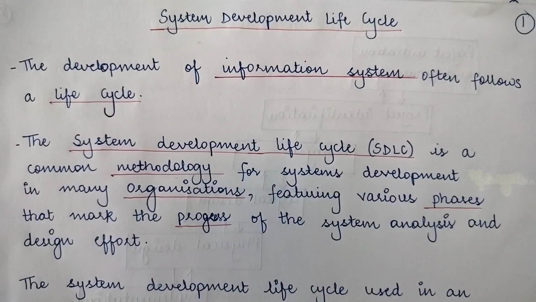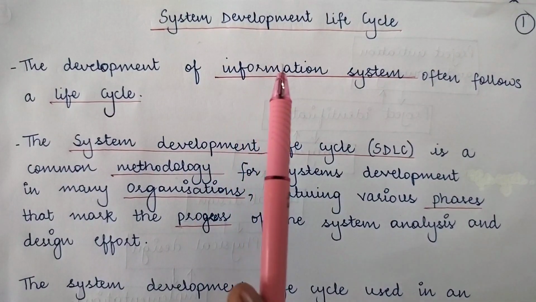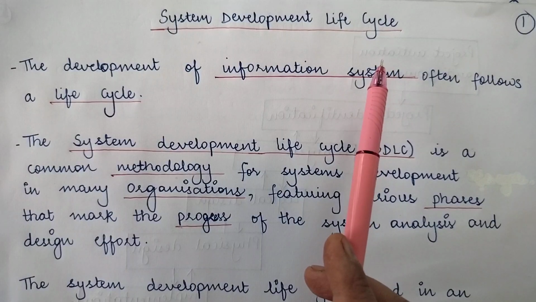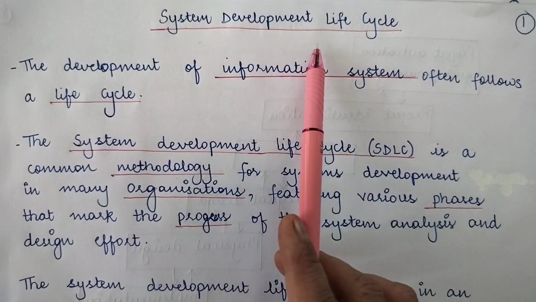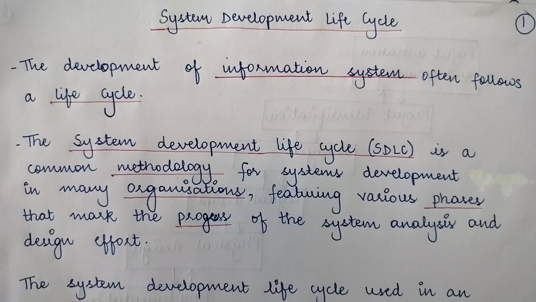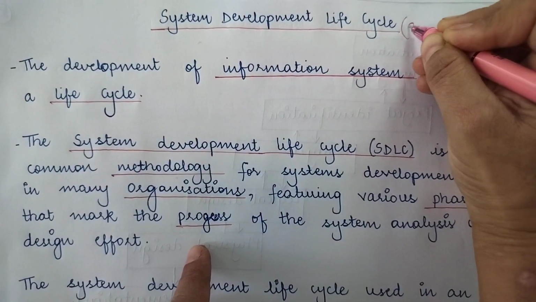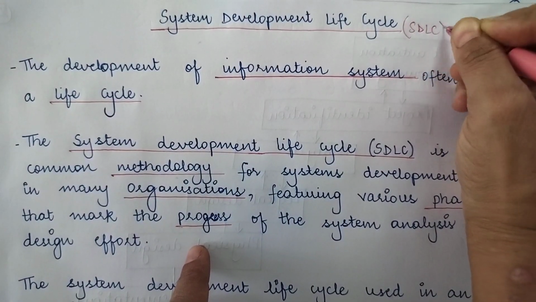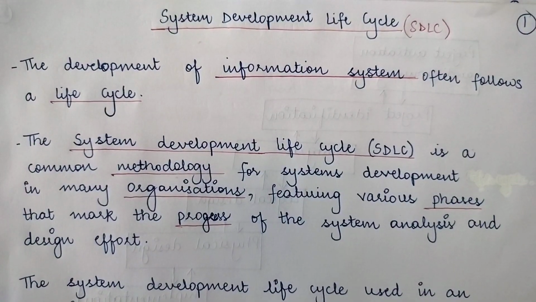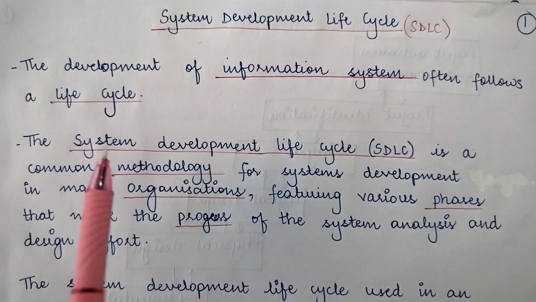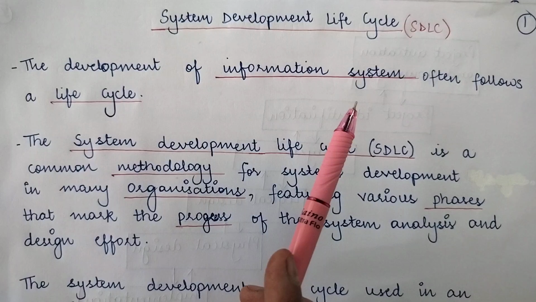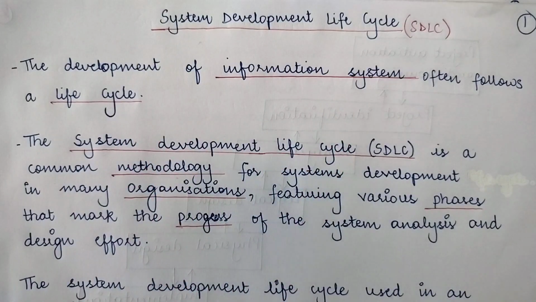Hi everyone, today we are going to study the system development life cycle. The system development life cycle is also known as SDLC in short. So, you can also call it by the name of SDLC or system development life cycle. The development of information system often follows a life cycle.